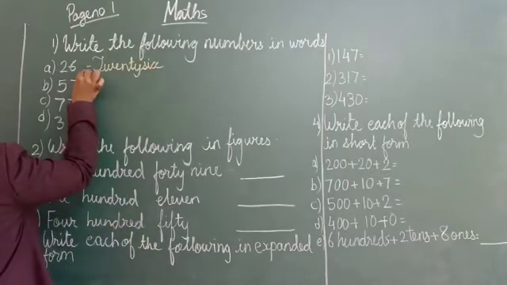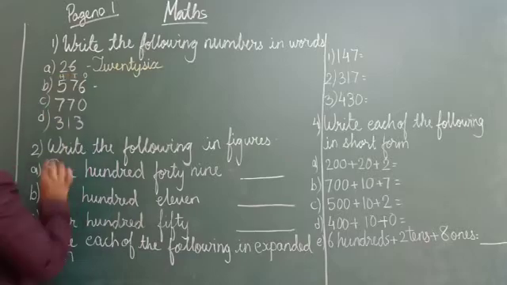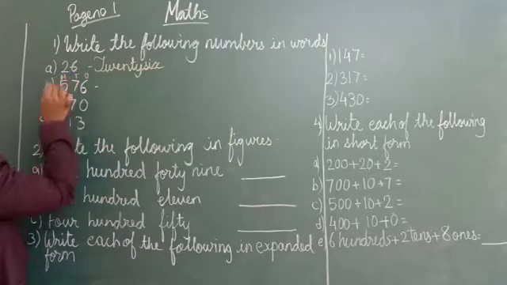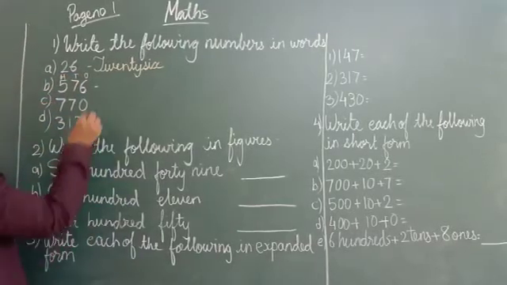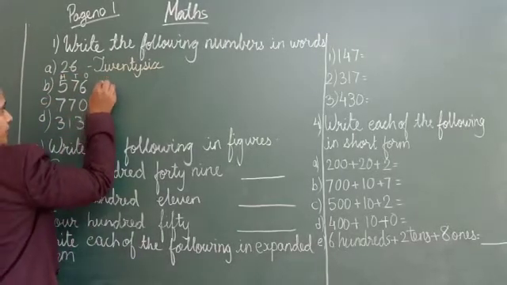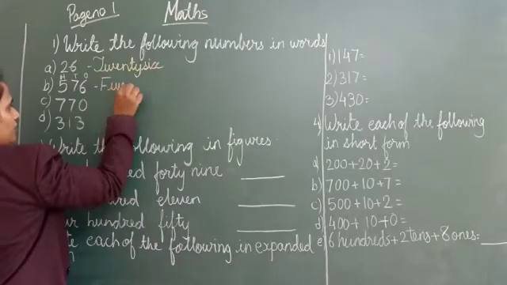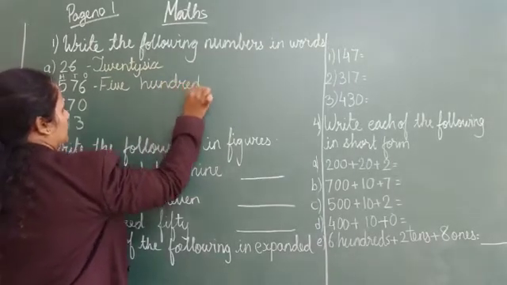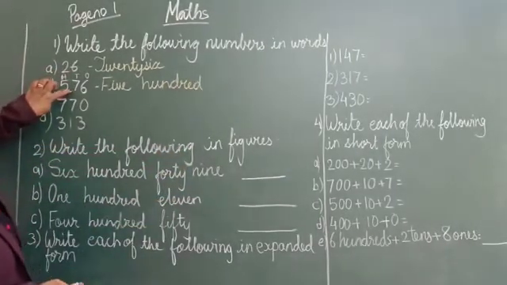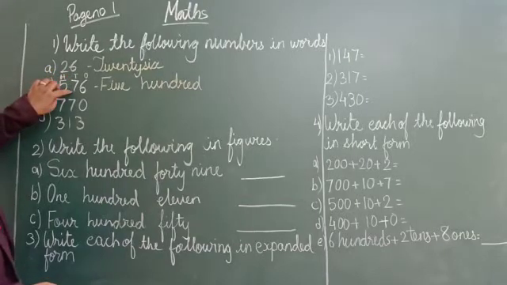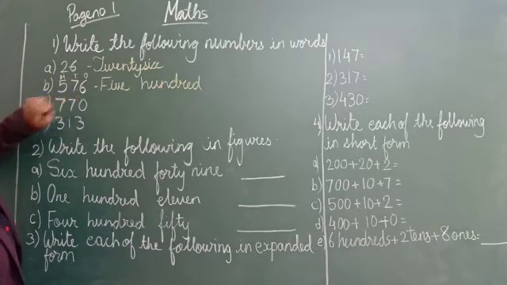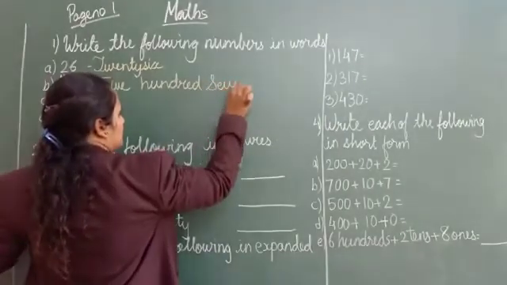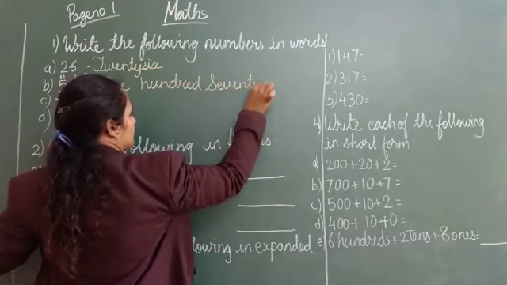Now over here, ones, tens, 100. So at 100 place we have 5. So we will write 500. At tens place we have 7, and the value of 7 becomes 70. And the value of ones becomes 6. So 576.